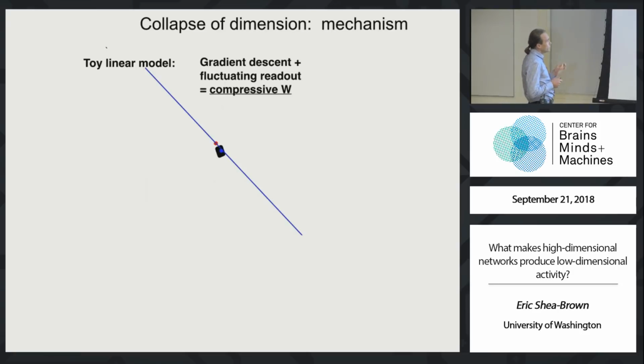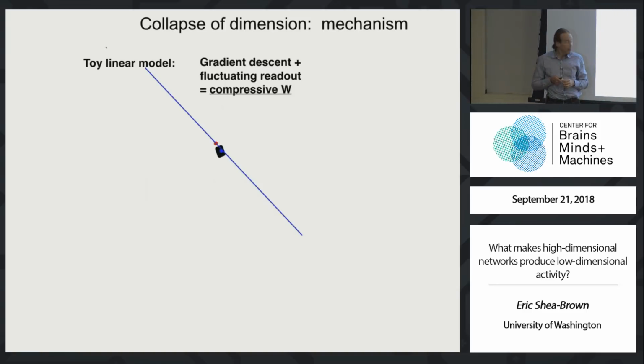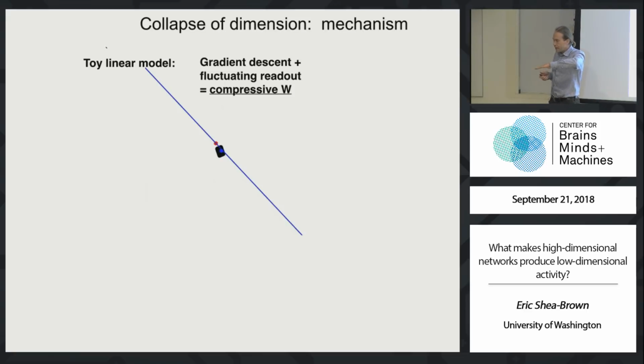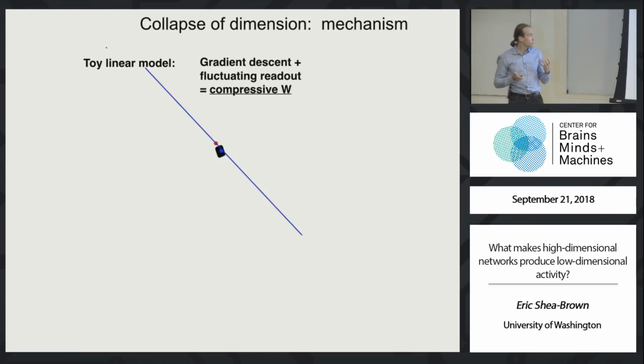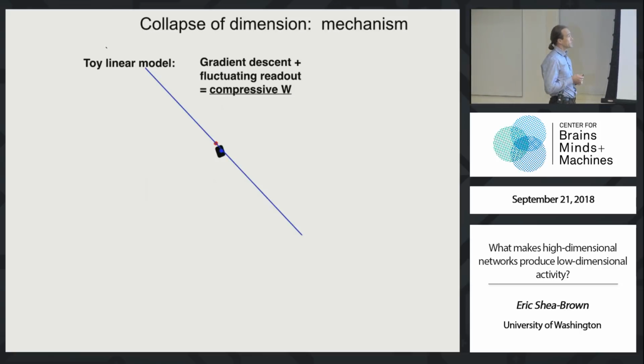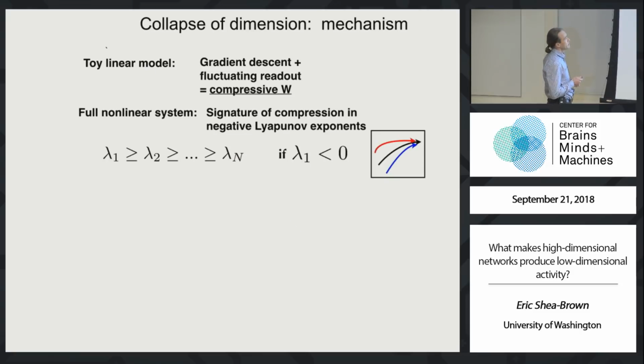In short, doing gradient descent, as you would in backprop through time, combined with a fluctuating effective readout direction, even if you're not training the readout weights, but the readout direction under this linear approximation changes throughout time, is going to lead to a compressive W matrix that has to squeeze the points in all directions at once in order to minimize the loss.